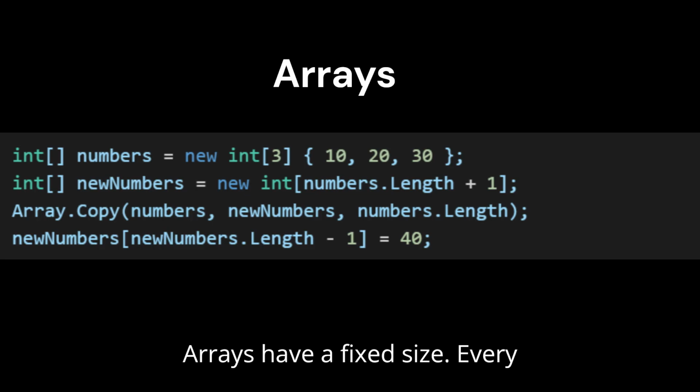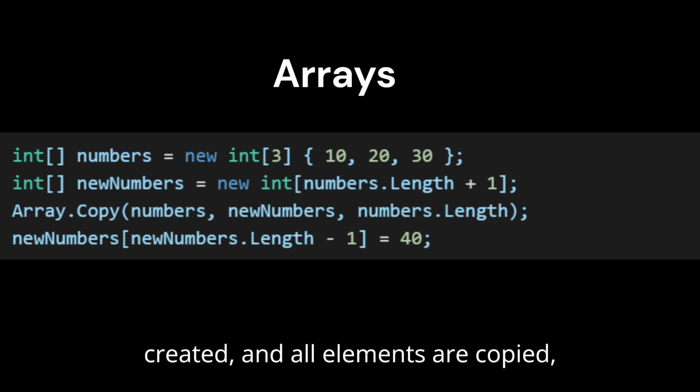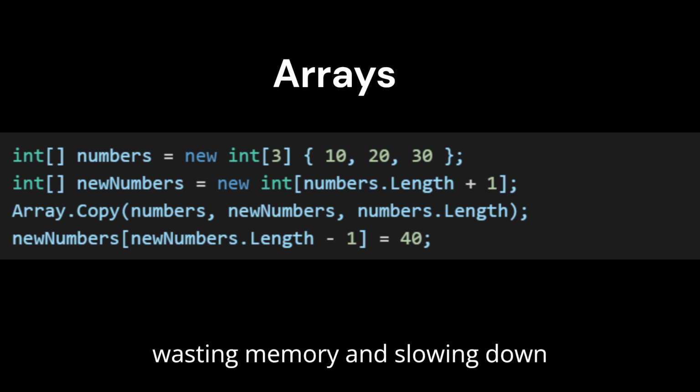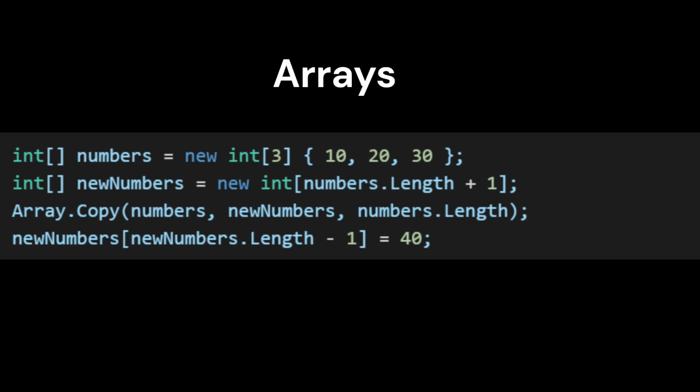Arrays have a fixed size. Every time you resize an array, a new one is created, and all elements are copied, wasting memory and slowing down execution. What's happening here?